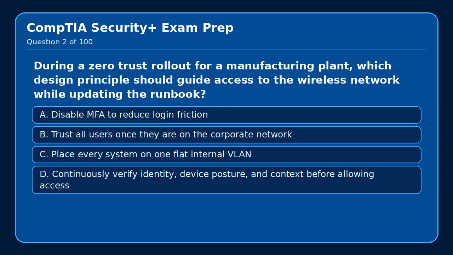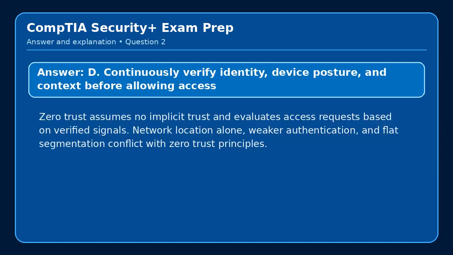Take a moment to choose your answer. The answer is D. Continuously verify identity, device posture, and context before allowing access. Zero trust assumes no implicit trust and evaluates access requests based on verified signals. Network location alone, weaker authentication, and flat segmentation conflict with zero trust principles.